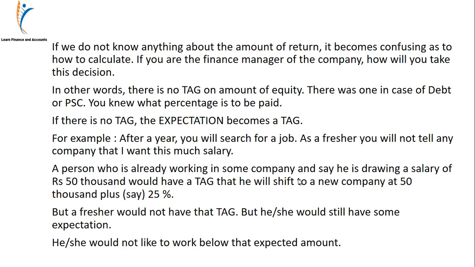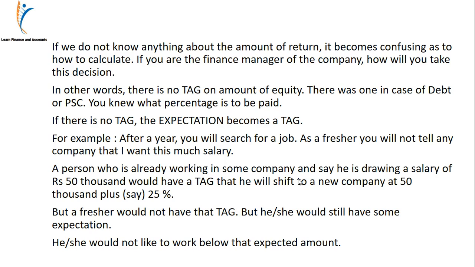So in case of debt, there was a price tag, rate of interest. It was there in case of preference share capital also. You knew what percentage had to be paid as a finance manager. But if price tag is not there on equity, there's no price tag, then expectation becomes a tag.